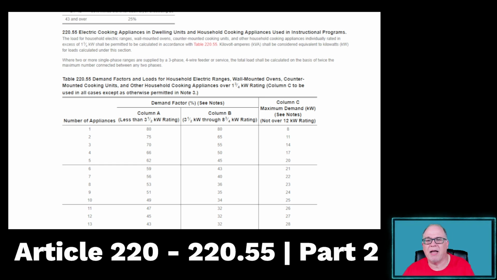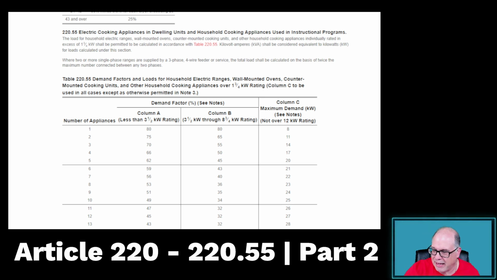So we have one appliance. Well, guess what? If it's not over 12, guess what the kW is for that 9 kW range? It's 8 kW. Guess what it is for that 10 kW range? 8 kW. Guess what it is for that 11 kW range? 8 kW. Guess what it is for the 12? It's 14. No, I'm just kidding. It's still 8 kW, right? Because none of those exceeded 12, okay?